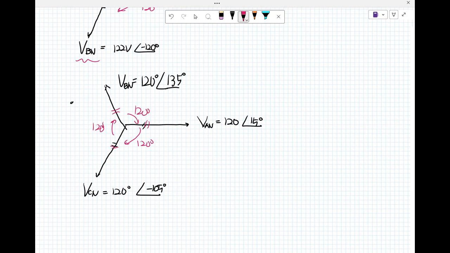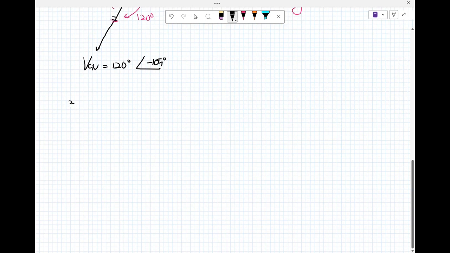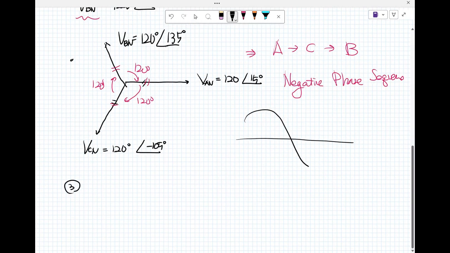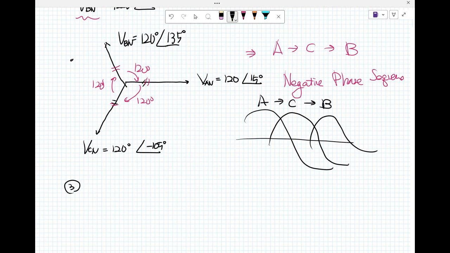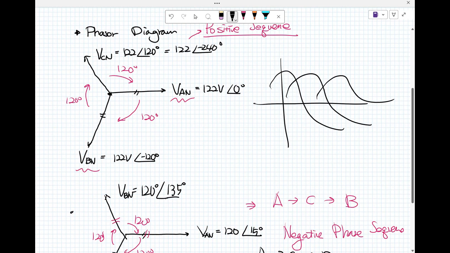So now that was A, C, B. This is negative phase sequence. That means that this is A, C, B here. A, B, C.